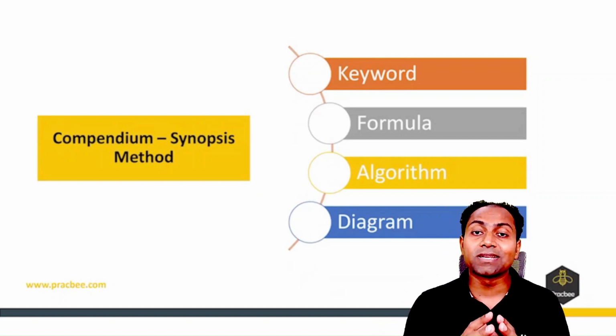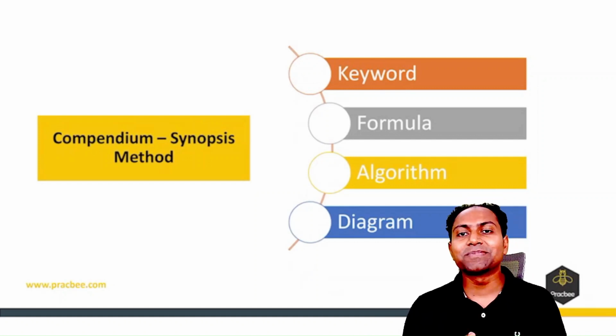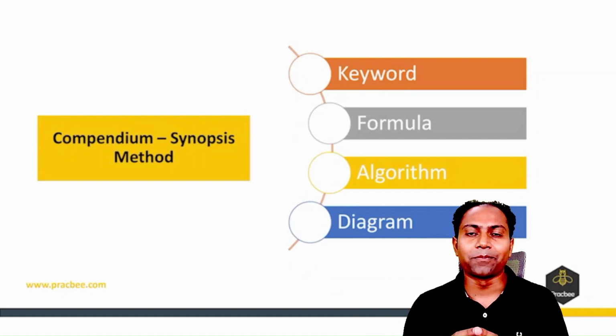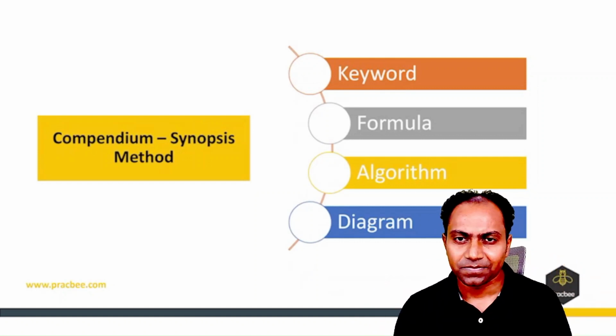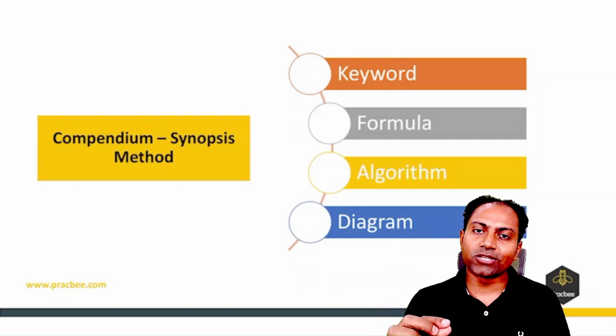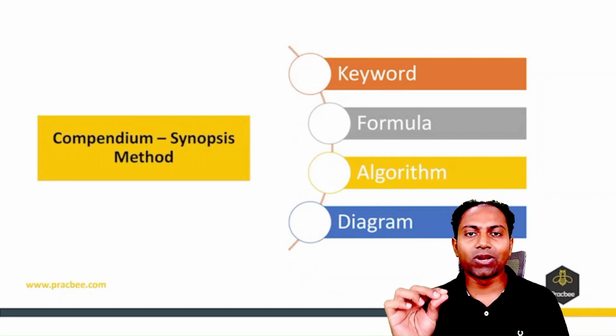Compendiums usually in mathematics and physics will be shorter, and compendiums in chemistry can be a little bit lengthy, because it is a lot more information based compared to physics and mathematics. Now, you should only write these 4 things while making a compendium: keyword, formula, algorithm, diagram.